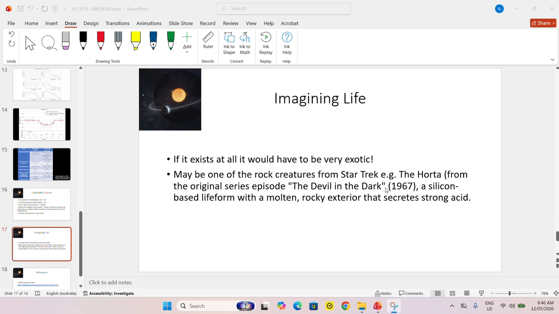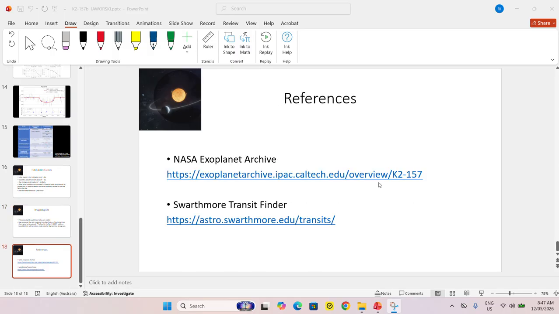What about life? Well, I think if it exists at all, it would have to be extremely exotic. Maybe one of those rock creatures from Star Trek, like the Horta from the original series episode The Devil in the Dark, screened in 1967, a silicon-based life form with a multi-rocky exterior that secretes strong acid. But I think the possibility of life is virtually zero.